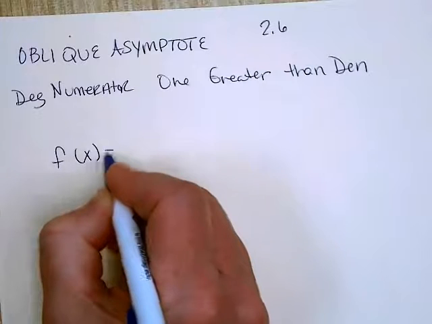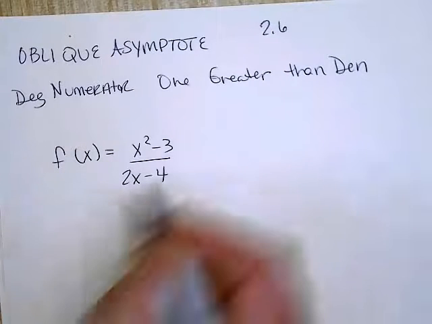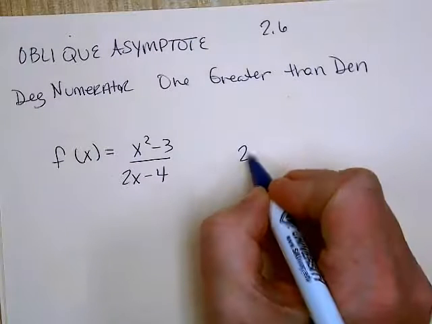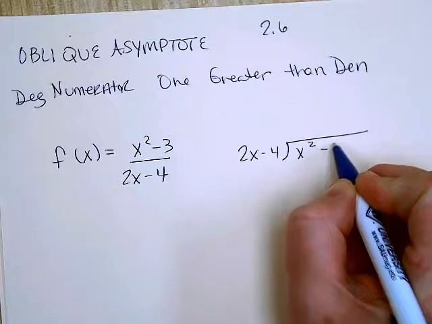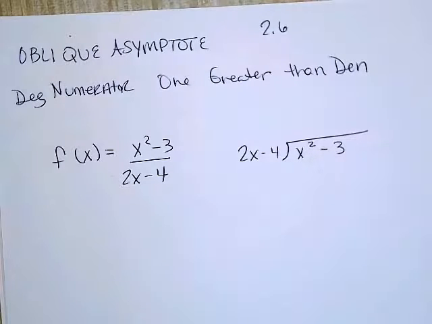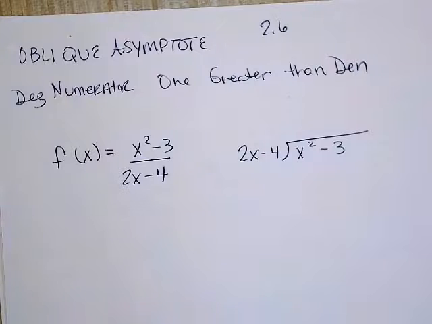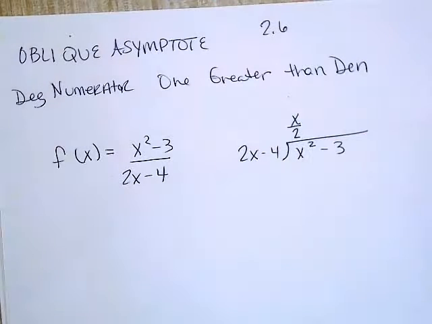So if we have f of x equals x squared minus 3 over 2x minus 4, and we want to find the oblique asymptote, we're going to have to divide. 2x minus 4 divided into x squared minus 3. Now what is it that you would multiply 2x by to get x squared? Well, you'd have to multiply it by x, and then you'd also have to multiply it by 1/2 to get rid of the 2. So it's going to be x over 2.